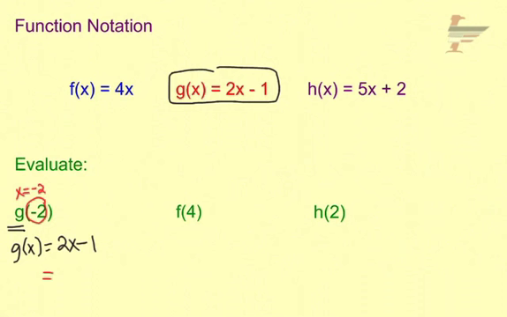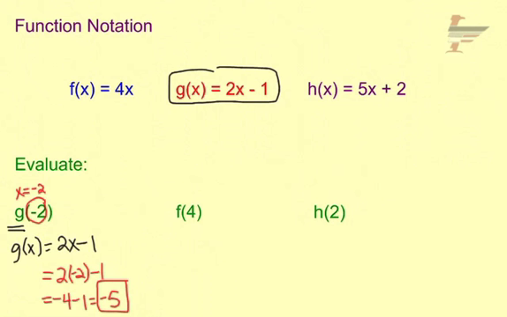So all that we do, and you'll see from this point forward, I'm only working on the right side of the equation. I'm done with that g of x or g of negative 2. On the right side, I'm just going to plug in a negative 2 for the x and then evaluate this. So 2 times negative 2 is negative 4 minus 1, and we get a negative 5. So g of negative 2 has a value of negative 5.